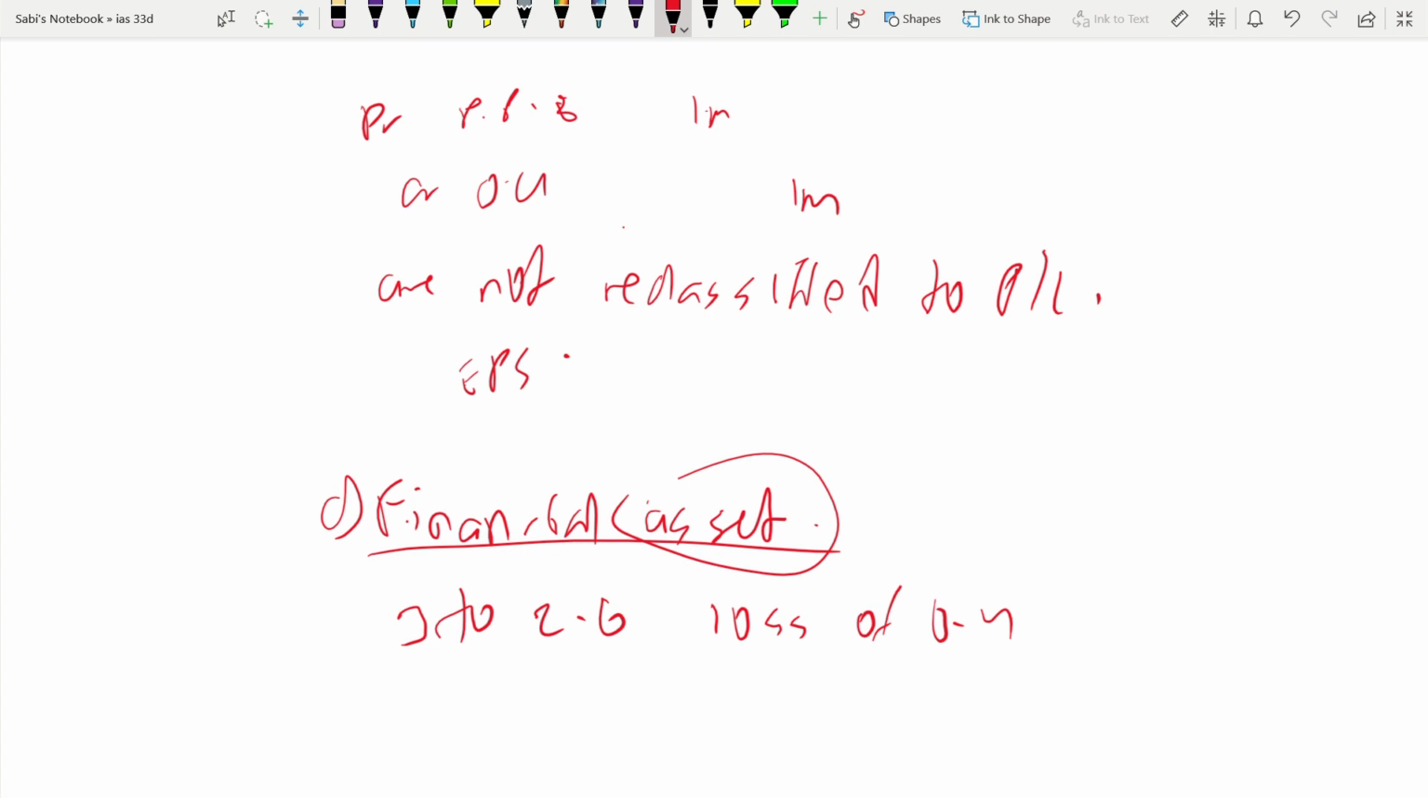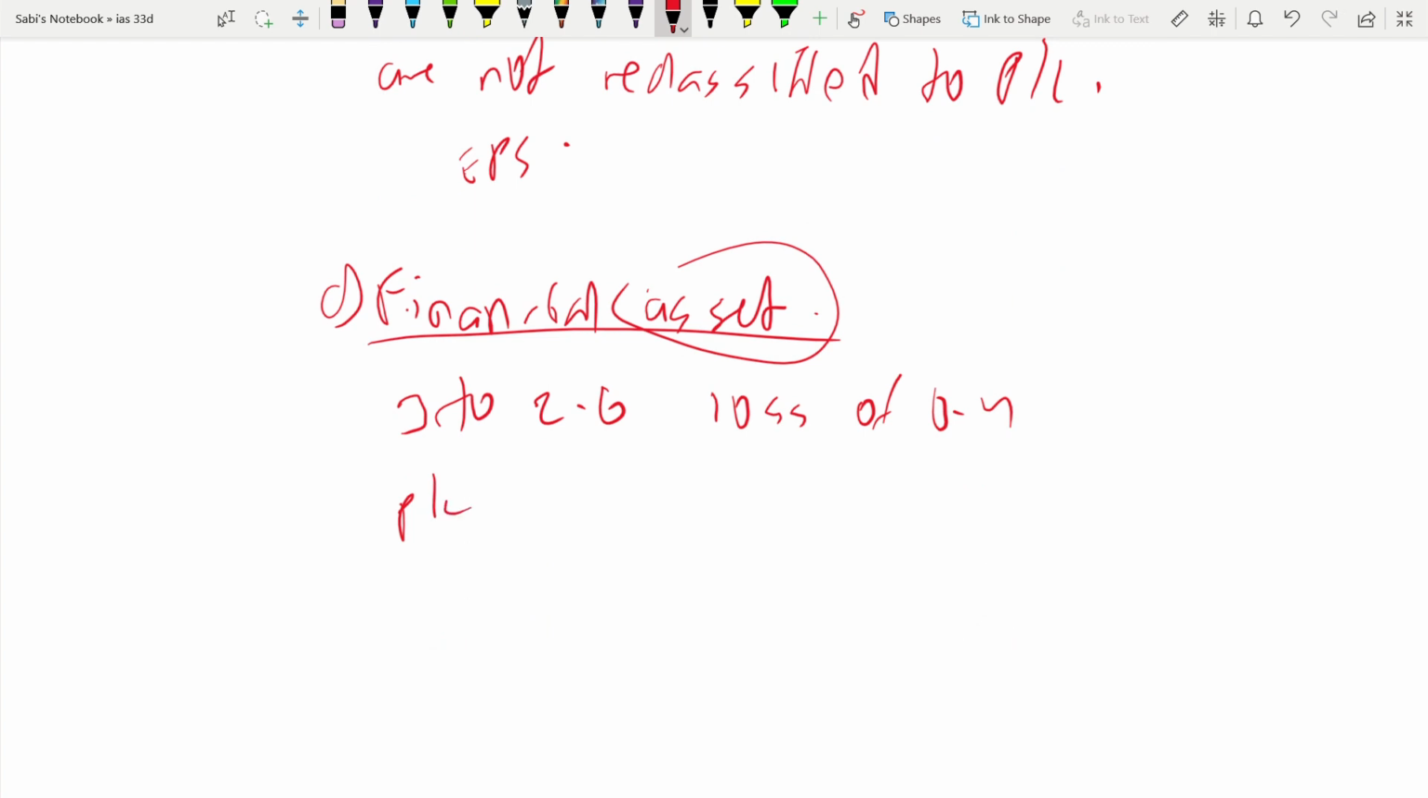So this will be recognized where? In P&L. Correct. In P&L, it will be recognized as a loss. Debit P&L 0.4, credit financial asset 0.4. So debit, it's a loss. Your earnings will go down, isn't it? So your earnings go down means what?